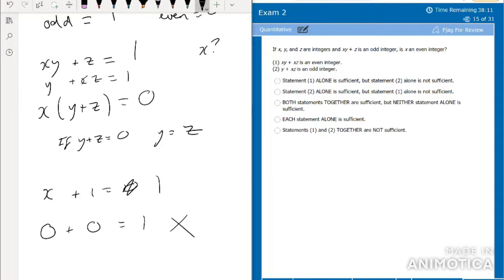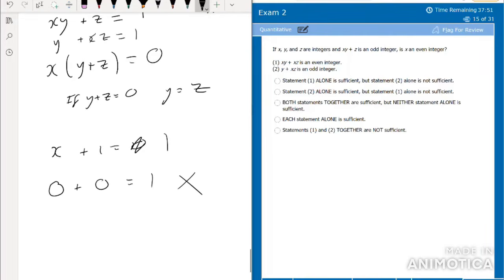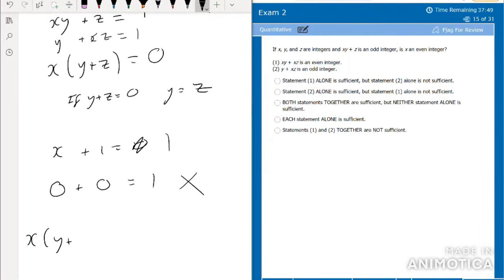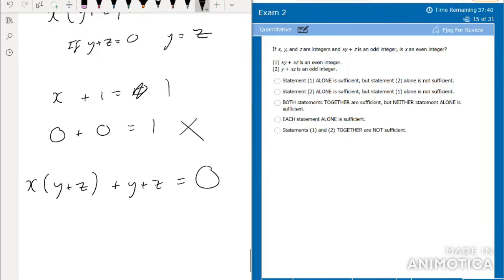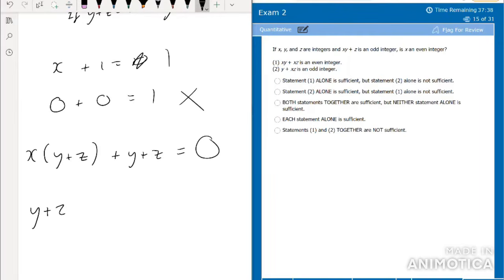I'm taking a lot of time on this question, so I want to move on. I can't see a particularly easy way of getting there. If we add them together, we're not getting much. Actually, let's try adding them together. So we get x, y plus z plus y plus z equals 1 plus 1, which in this arithmetic is 0. And so we get y plus z, 1 plus x equals 0.